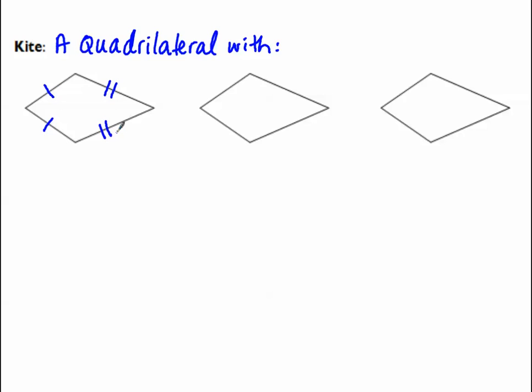Now let's look at kites. Besides the fun things you fly, a kite is actually a special type of quadrilateral. So let's start there. A kite is a quadrilateral, so it has four sides, but it has specific properties as well. It doesn't have anything parallel, like a parallelogram or a trapezoid. What it has is two pairs of consecutive sides that are congruent, meaning the sides next to each other.